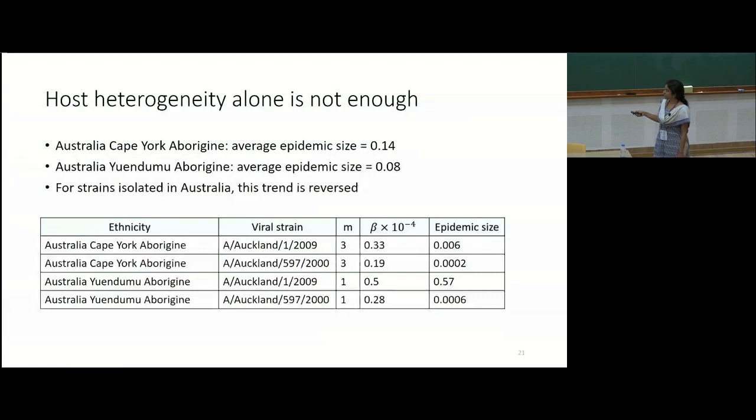But when we focus on viral strains isolated in Australia, the epidemic sizes are very low. On the other hand, this ethnicity has a lower epidemic size on average, but when we focus on viral strains isolated in Australia, the average epidemic sizes are much higher. So this drives home the fact that looking at only host heterogeneity does not give us sufficient information to make general claims about the epidemic size that a population might experience.